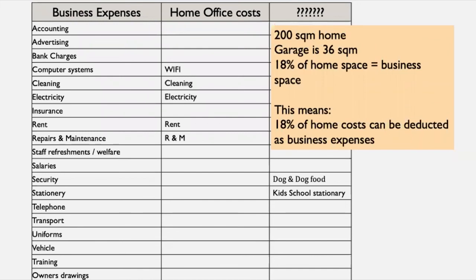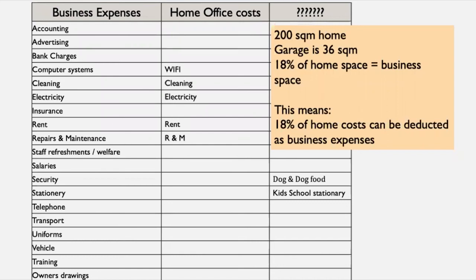Meaning that 18% of the cost of cleaning, maybe I have a cleaner that actually works in the house, but because she cleans everywhere, that cost can then be deducted in my business. 18% of the water and lights that is used in my house can be deducted as part of the business. 18% of repairs and maintenance that is used in the house can be deducted in the business, okay? So this is strictly speaking.